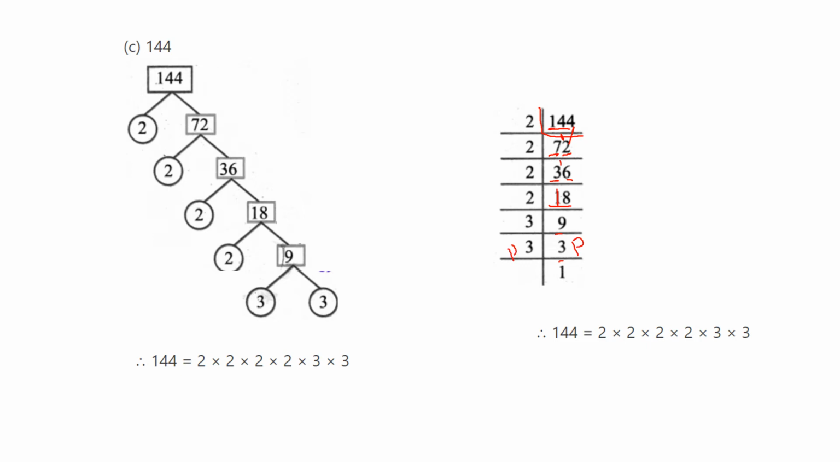Again with the help of this you can draw the factor tree, as I already told. So 144 means 2 into 72. Next 2 into 36. Next 2 into 18. Next 2 into 9. Next 3 into 3. Clear? So the factors are 2 into 2 into 2 into 2 into 3 into 3.